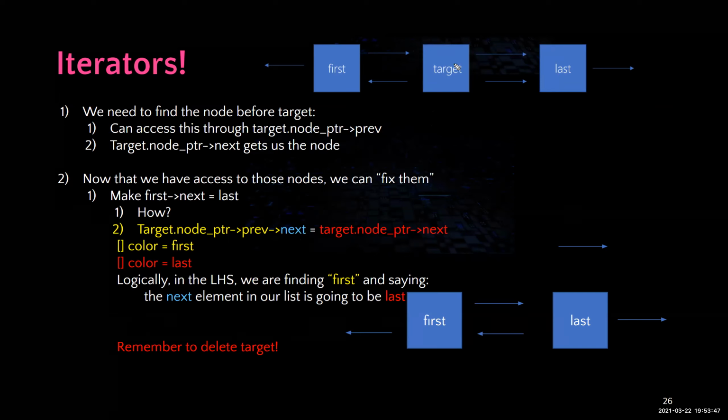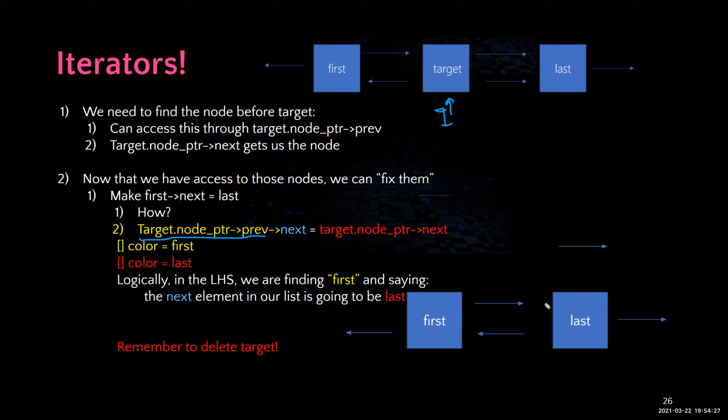So we know that I is an iterator that points to target. How can we get the value of last from this iterator? Target next. Yep, exactly. So from that, we can go ahead and get last. And how do we get the value first? We can do target previous. So in this case, we can get target.node pointer previous, and that'll give us the value first, right? This right here gets us the value of our first, so the thing before target.